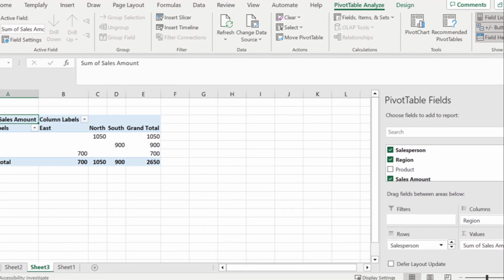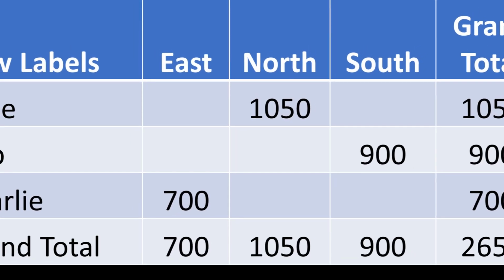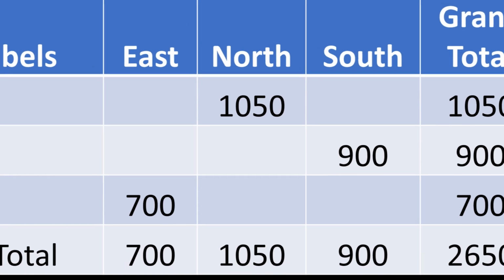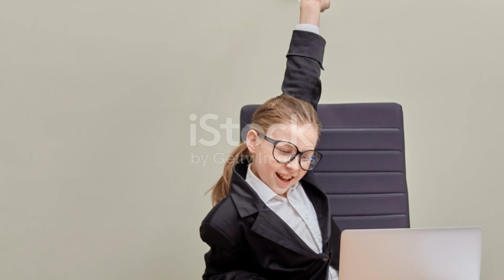Instantly, you can see Alice rocking the north, Bob owning the south, and Charlie shining in the east. Pivot tables turn data chaos into clarity. Try it out and transform your data analysis forever.